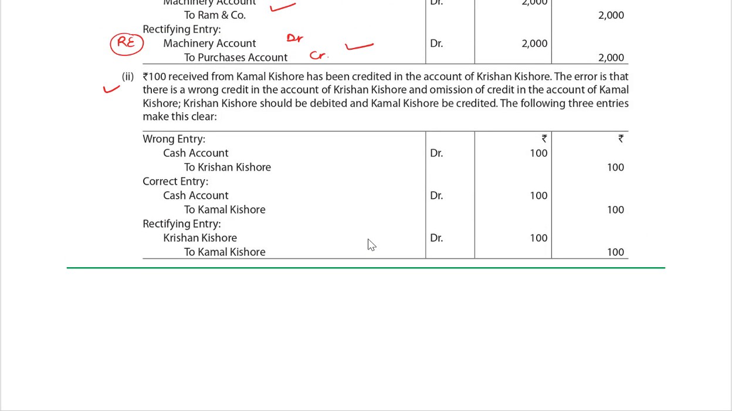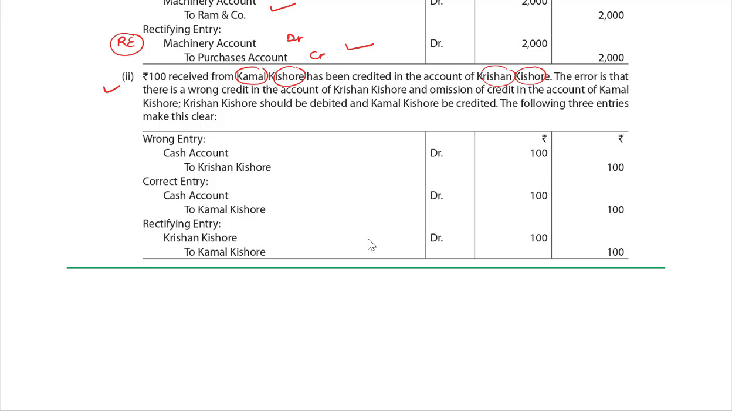Rupees 100 received from Kamal Kishore has been credited to the account of Krishan Kishore. Wrong account. That means what? Error of commission. The error is that there is a wrong credit in the account of Krishan Kishore and omission in the account of Kamal Kishore. I believe you understood. So Krishan Kishore should be debited and Kamal Kishore should be credited, as you can see over here. Let's see the correct entry.